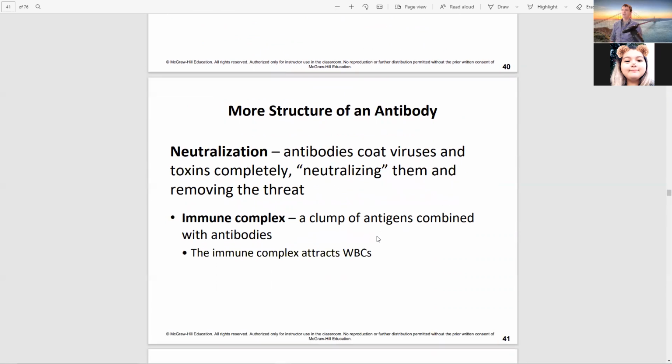Neutralization is when the antibodies coat a virus or toxin completely, so they neutralize them and remove the threat. The immune complex is a clump of antigens combined with antibodies, and the immune complex attracts white blood cells.